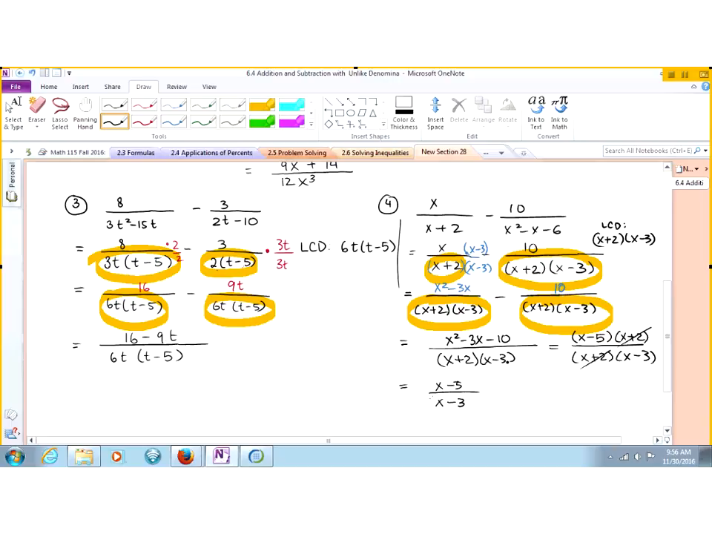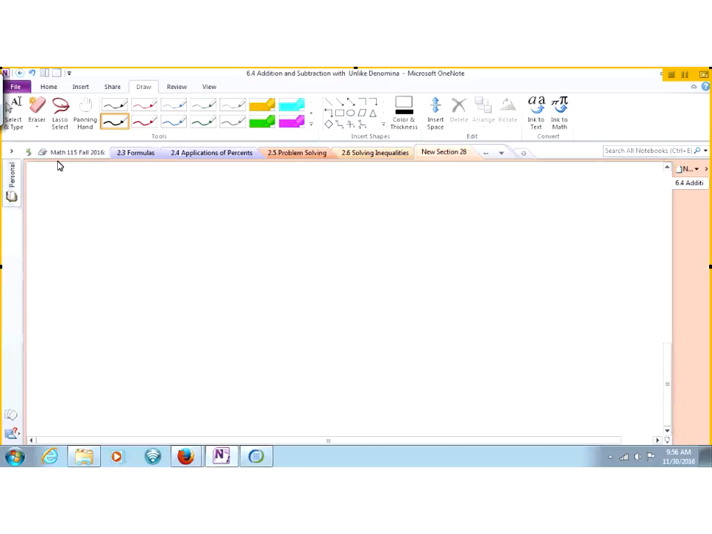Yay. Okay. Now, one more. Number 5. Is it doable? Yeah? Okay. I agree with you. This is a little bit longer than usual because you have to factor, then you have to find the LCD, then you have to rewrite, then you have to add or subtract, then you have to simplify by factoring again. Well, it just doesn't come to an end, does it?